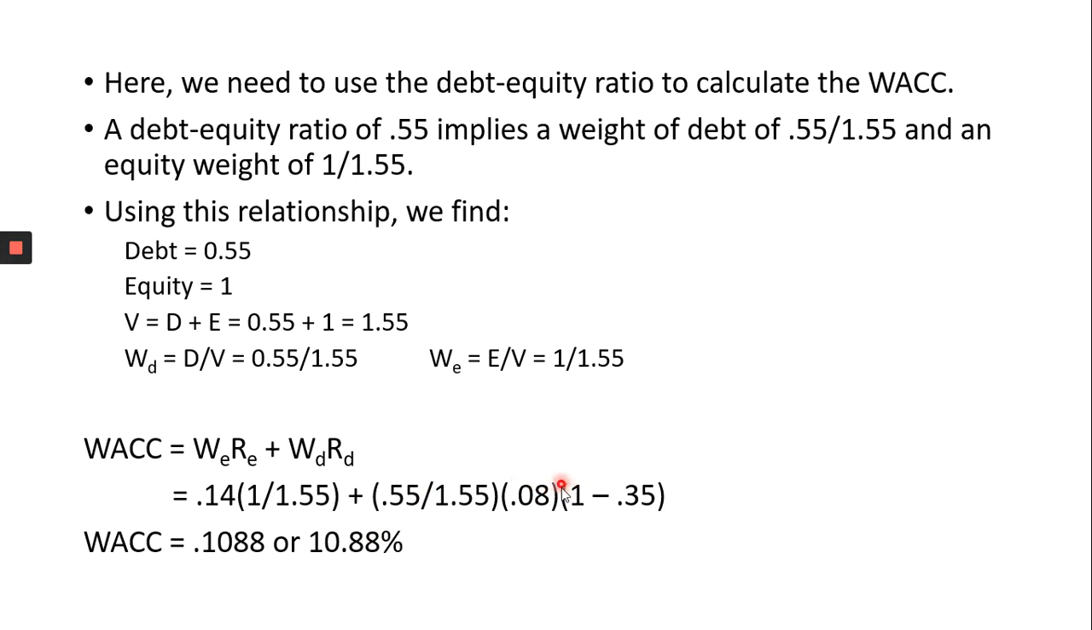You may wonder, where did we get this 1 minus 0.35? It is because, as we discussed earlier, the interest is tax deductible. So here we will be doing just one thing: 1 minus t. Our t is 35% in our question. So 1 minus t is 1 minus 0.35.